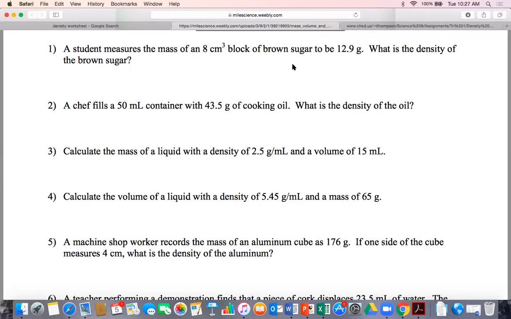For question 2, they never gave the dimensions for the volume. So how do we find the volume, sir? So I have a 50 milliliter container with 43.5 gram of cooking oil. What is the density of the oil? So 50 milliliter, you change to volume. What is the conversion from milliliter to volume? You learned this in maths.